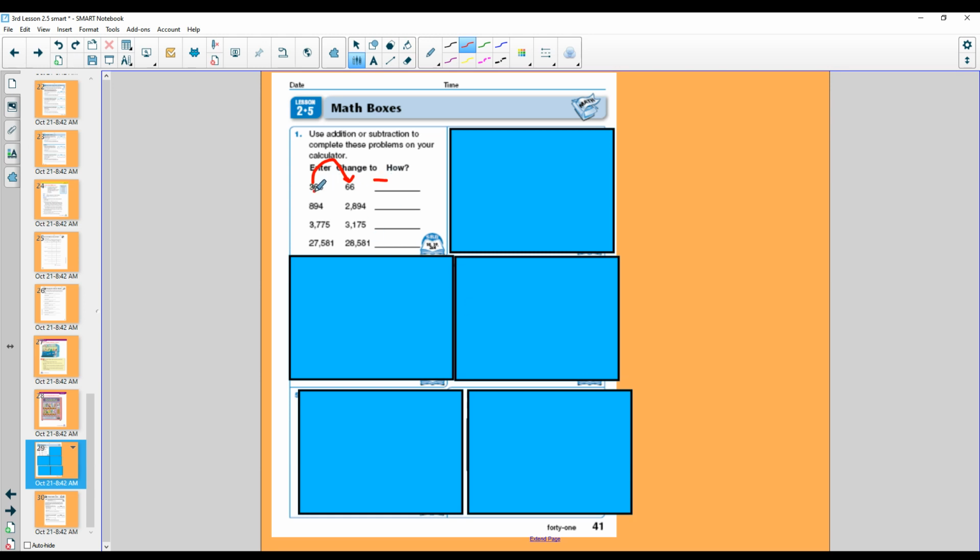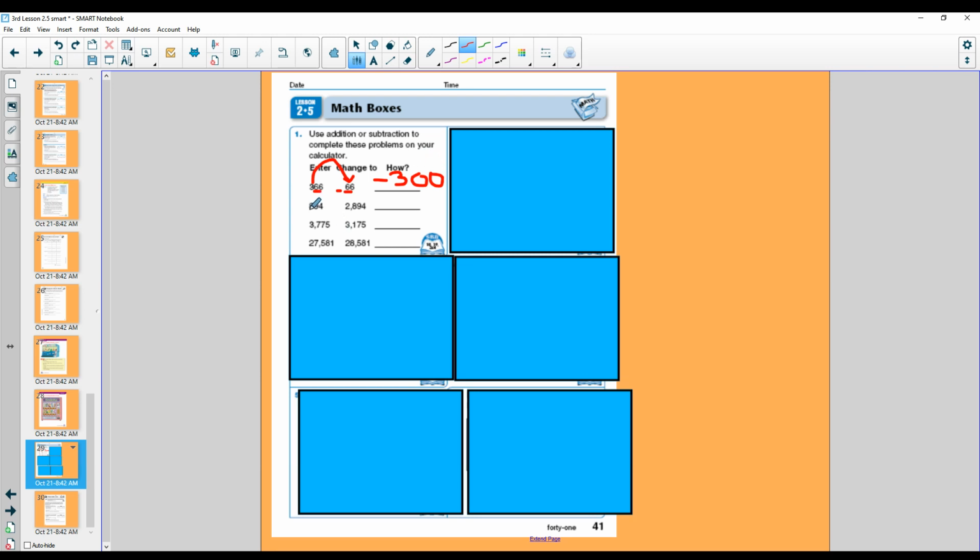Now look at the numbers. This number has 66, this number has 66. What's missing? The hundreds place. That means all they did was take away 300. Okay, do you see how to do that without the calculator? That's much easier for me.